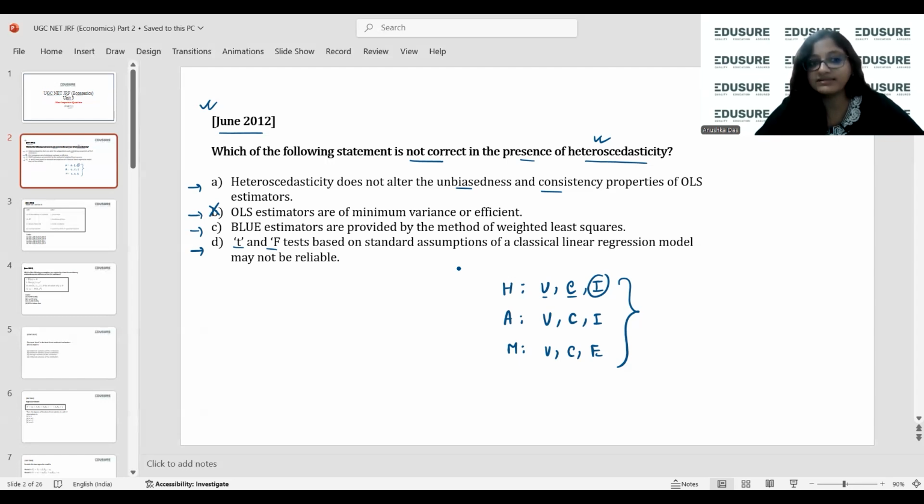So what will be the right answer? The right answer will be option B. You have to find out all the incorrect consequences. The only incorrect consequence is that OLS estimators are minimum variance or efficient, which is not true. They are inefficient in nature, right? So B will be the right answer for this question. So this is June 2012.